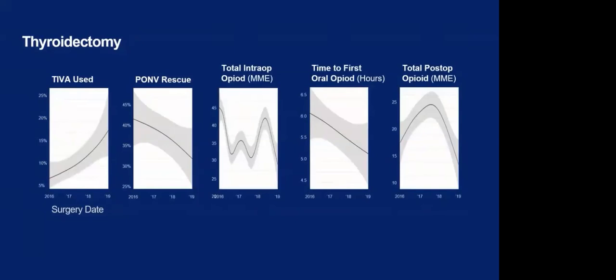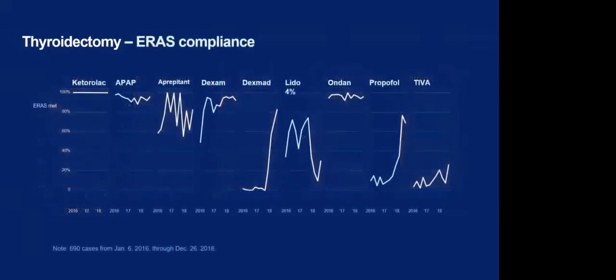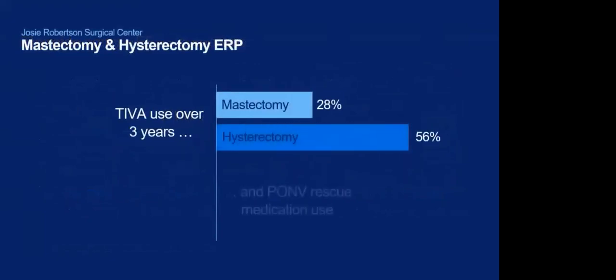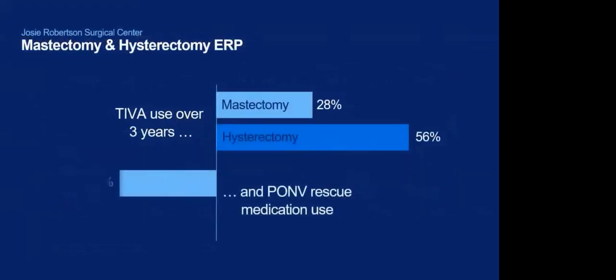But like I said, this is real world clinical data that we have applied our enhanced recovery pathways to and adapted. So overall, over the 3 years, we steadily increased our use of TIVA for high-risk patients with increased compliance. As a result, our PONV rescue, especially in mastectomies and hysterectomies, went down. And we used outcomes such as medication administration for PONV, as that was more concrete than transient nausea that wasn't severe enough to require medication to address it postoperatively.